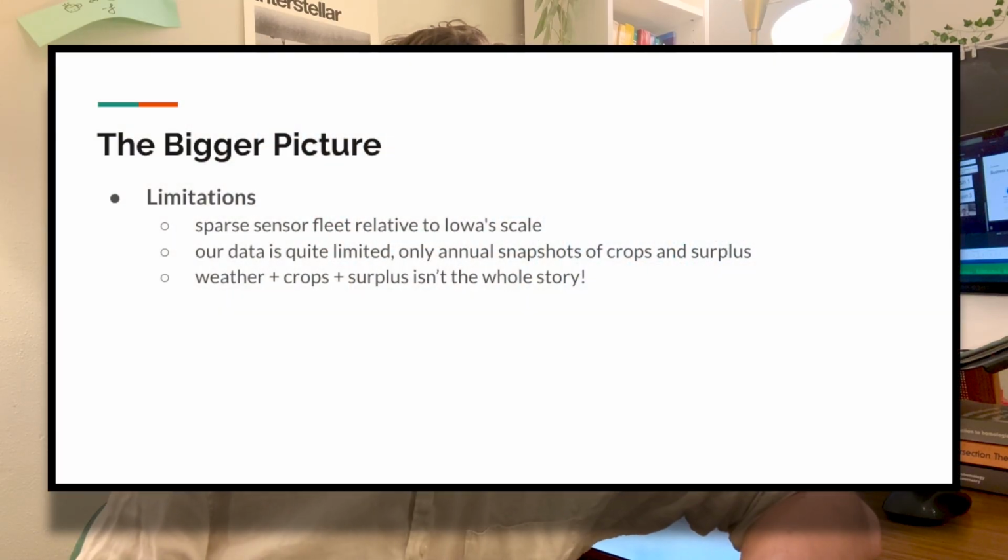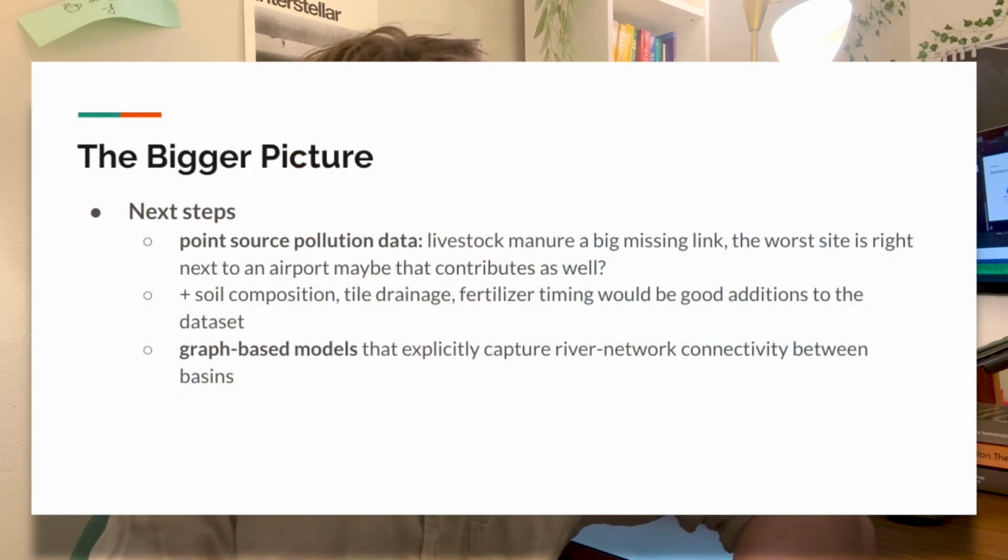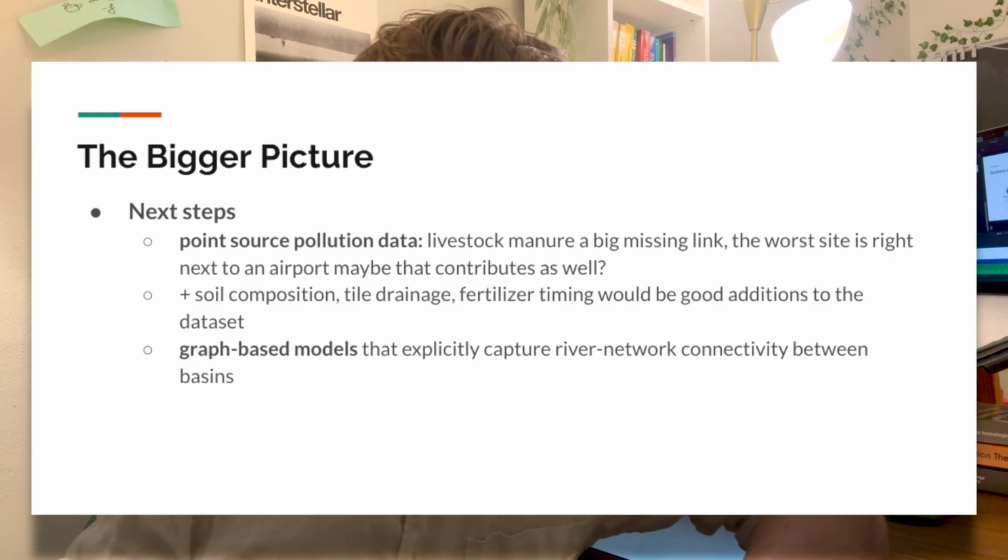Now, this model is obviously limited. Our 85 sensors aren't enough to fully represent all of Iowa, and you can't learn everything there is to know about nitrate from daily weather data and annual land use snapshots alone. Indeed, there are other sources of pollution besides agriculture. For instance, manure runoff from livestock operations are also a big source of nitrate, and we'd like to incorporate that data in the future. There's also a feature present in our current dataset which we barely utilize, the network effects which link sensors with connected basins. We'd like to see if graph-based model architecture could fully utilize this richer structure.